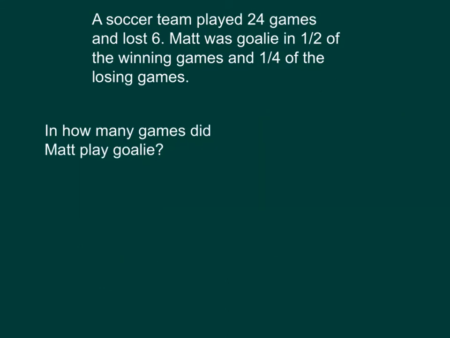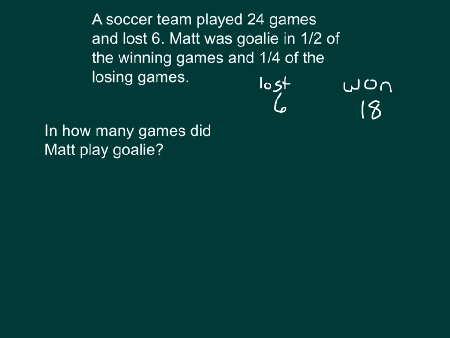For the next part of the problem, it's asking, in how many games did Matt play goalie? This is the same question. We're just going to use some different information to be able to help us. We know that there were 24 games total, and from the problem we knew that they had already lost 6. Now, the other part of information that we know from what we had worked out before is that they won 18 games.